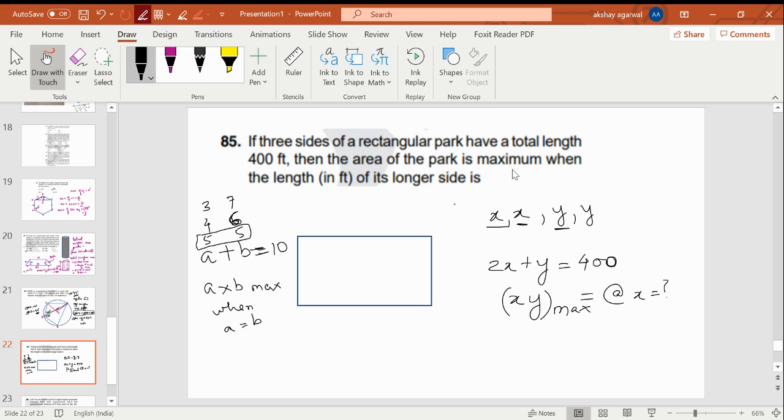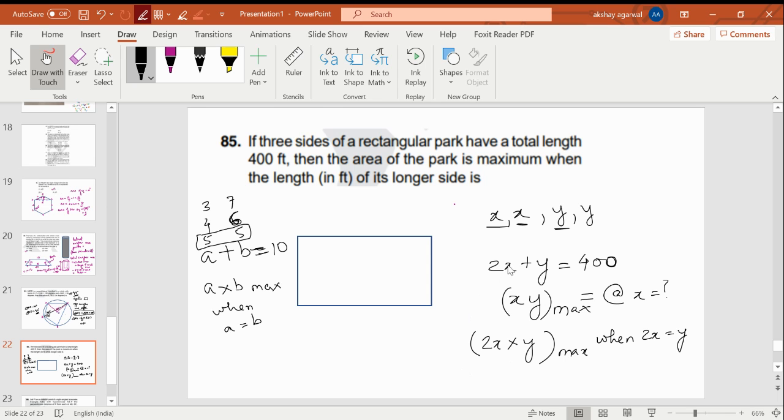Using the same concept here, the variables here are not 2x, basically x and y, but we have the addition of 2x plus y as 400. Nothing to worry. If 2x plus y is 400, we can say 2x into y will be maximum when 2x is equal to y, isn't it? When 2x is equal to y, the product would be maximum. Can I say that?